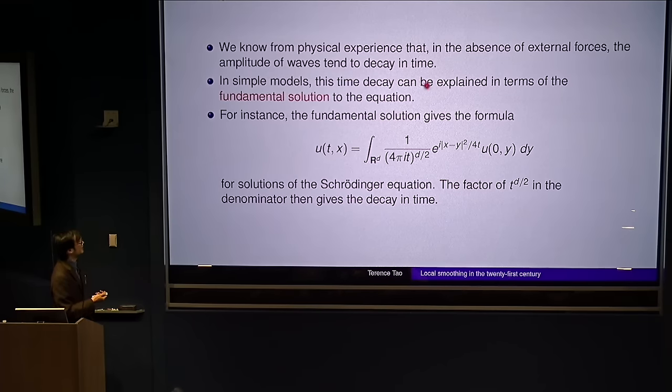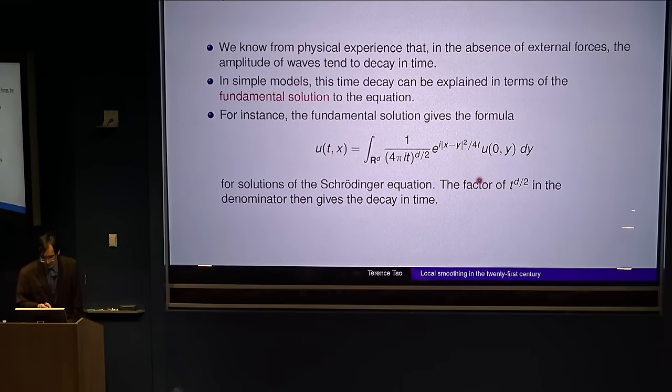But it's still a useful thing to have. So for example, for the Schrodinger equation, this is the fundamental solution. It tells you that it's an explicit integral formula for the solution at time t in terms of the solution at time zero integrated against various things.